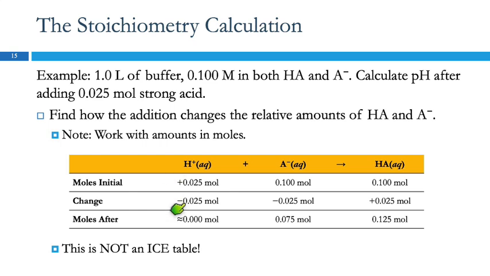So we're going to react all of this and end up with approximately 0. So that went down by 0.025. This one also goes down by 0.025, and this one goes up. So if you want the lines in there, this side of the arrow is going up, this side of the arrow is going down. Any questions about that? This is new. We haven't done this one before. Not an ICE table. It's an MCM table.